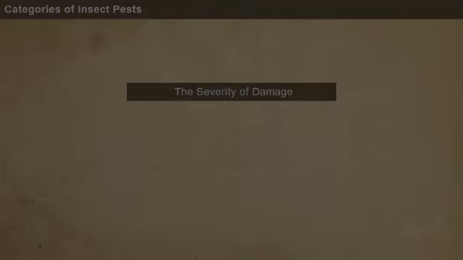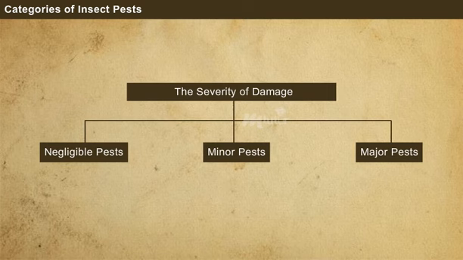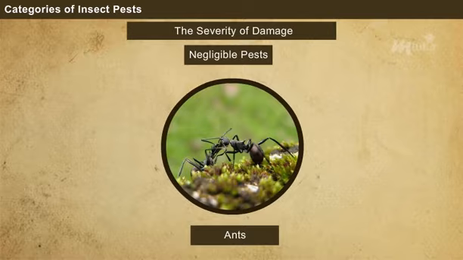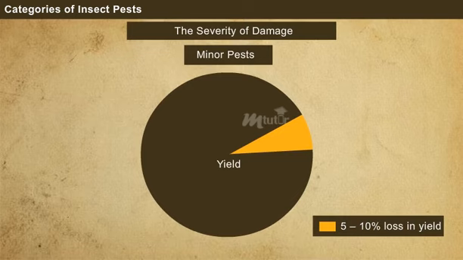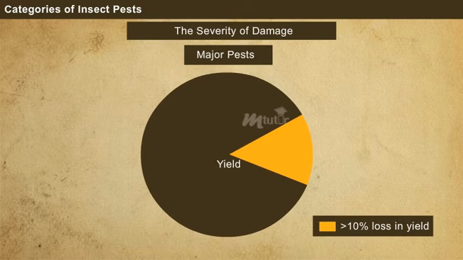Based on the severity of damage caused to plants, pests are classified as negligible pests, minor pests, and major pests. Pests that cause less than 5% loss in yield are stated as negligible pests. Example: ants. Insects that normally cause a loss ranging from 5 to 10% are considered minor pests. Examples: dusky cotton bug, ash weevils. Insects that cause a loss of 10% or more in general are regarded as major pests.